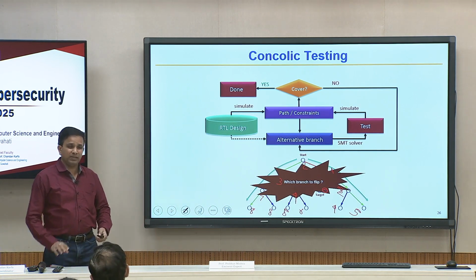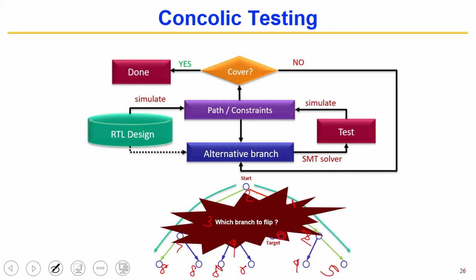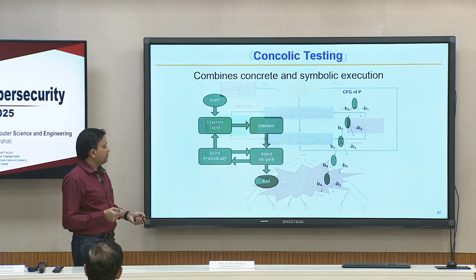So, the first problem was that any security assertion we have to convert into a branch coverage problem, and the second thing is, once you convert to a branch coverage problem, the next aspect is how, from that branch coverage problem, you get to which branches to flip to get to the target as quickly as possible.